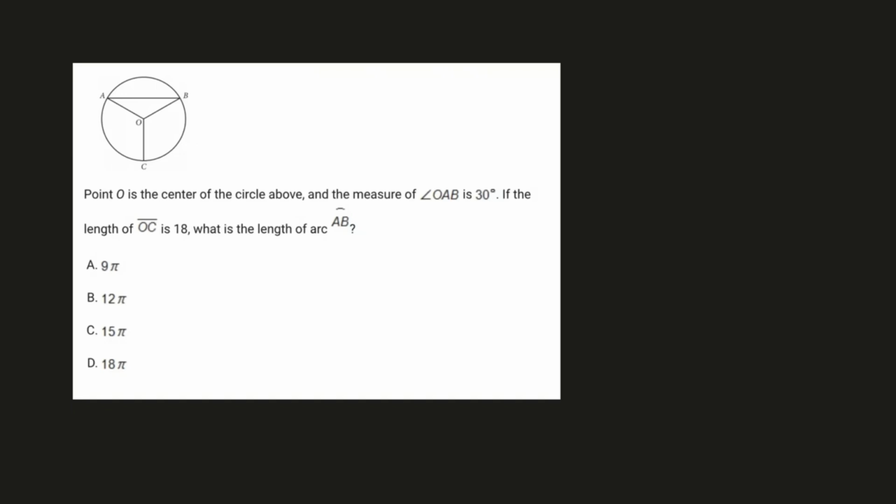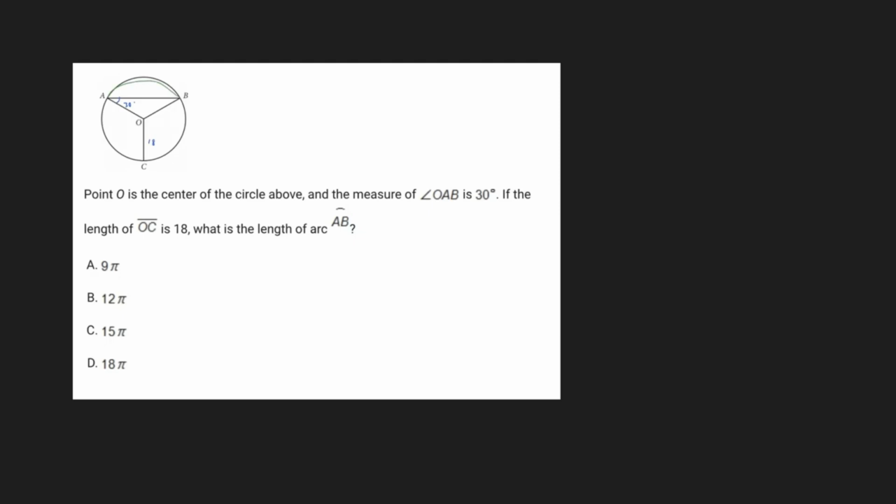Point O is the center of the circle above, and the measure of angle OAB is 30 degrees. All right, so that's going to be 30 degrees right there. Boom. If the length of line segment OC is 18, so this is 18, what is the length of arc AB? So I think this is the minor arc of AB right here.